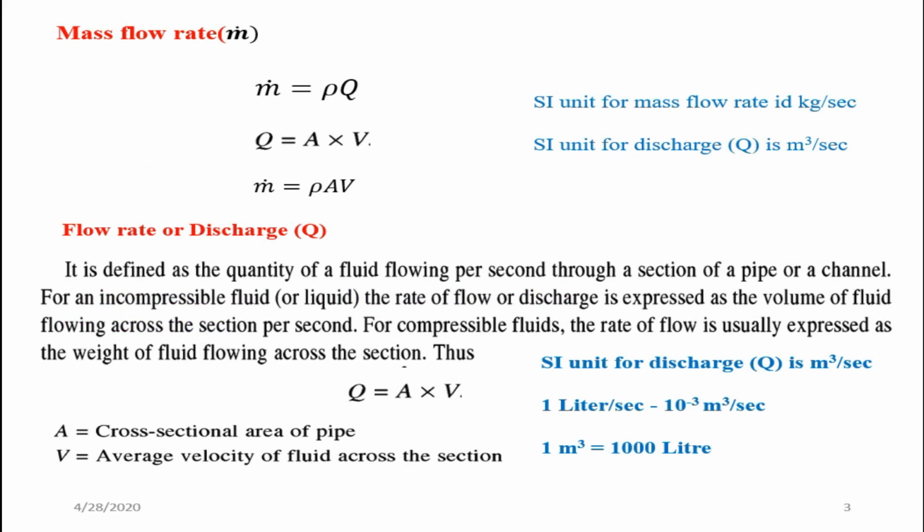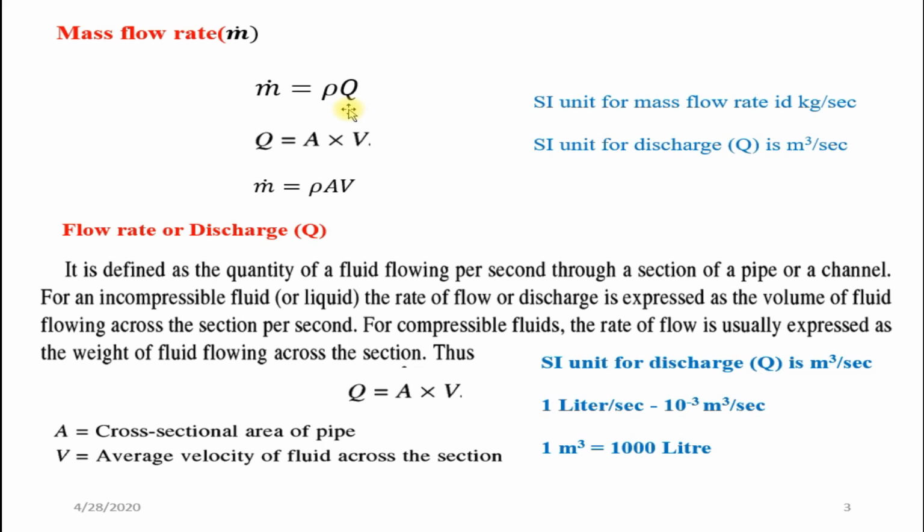Before solving the problems, we will see some important equations. Mass flow rate is given by rho into Q, density into volumetric flow rate or discharge. Density of fluid into discharge is nothing but mass flow rate. The SI unit of mass flow rate is kg per second. Then discharge is given by area into velocity. Therefore, mass flow rate is equal to rho into area into velocity.